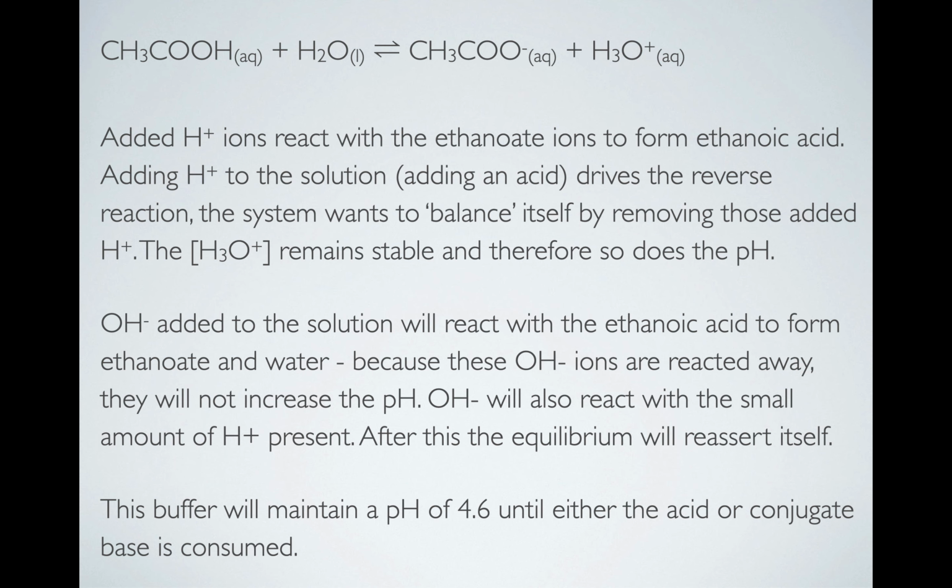Okay, so if I've got this mixture and I add in H plus ions, they're going to react with the strongest base there, and the strongest base is the ethanoate ion. So it's going to take away the ethanoate ion and push the equilibrium to the left. But the concentration of hydronium is going to remain the same. It's not reacting with it, so it doesn't really change the pH.